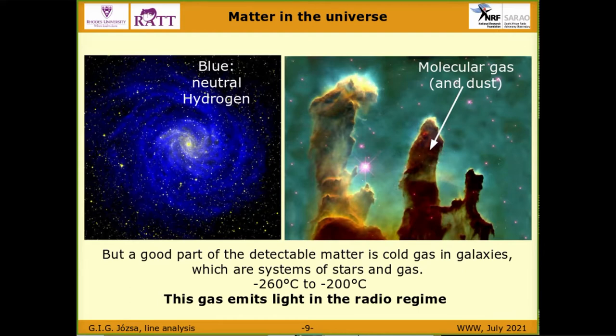Then what we can also see in the radio regime, although usually at higher wavelengths, is the molecular gas. And that molecular gas is also something that we can see, usually colder than the neutral hydrogen. So what you have is obviously mostly molecular hydrogen, but that is not observable. We can only see the metals that have formed in stars, actually, through nucleosynthesis that is taking place in stars. So that's what we are actually able to see in the radio regime, if we're talking about radio lines.